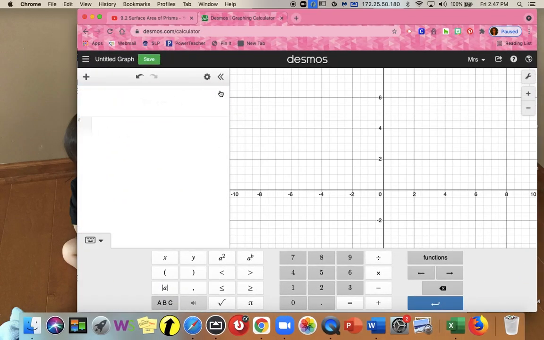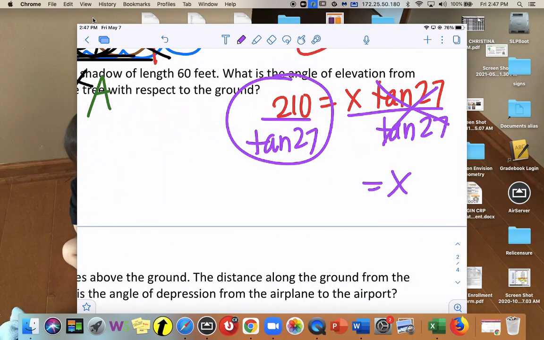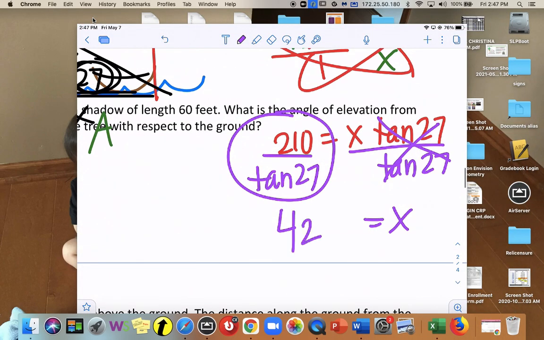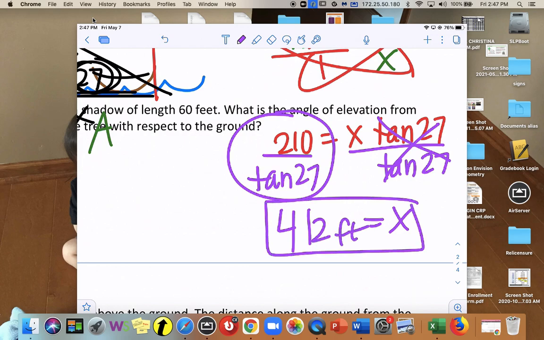So 210 divided by tangent of 27, and we can see that the lighthouse is about 412 feet away from the boat, so the foot of the lighthouse. So x is about 412 feet away from the lighthouse.